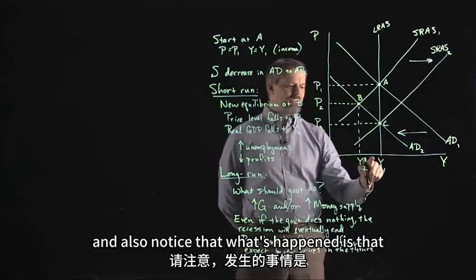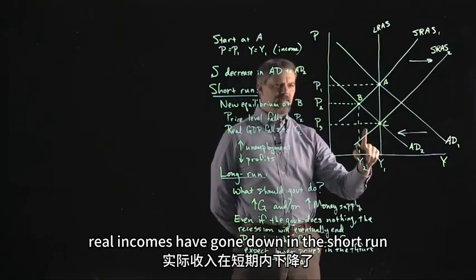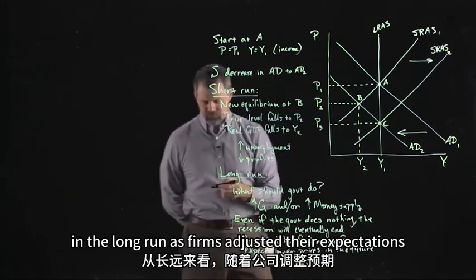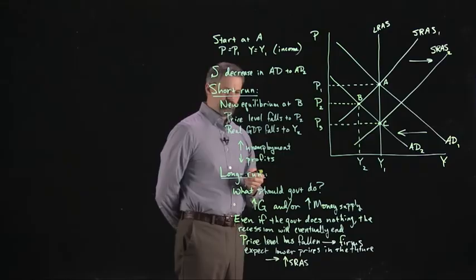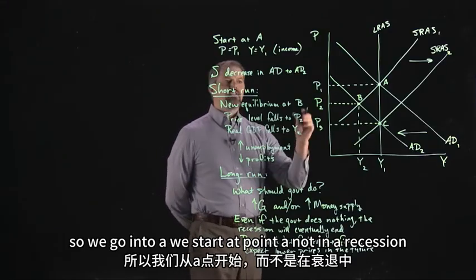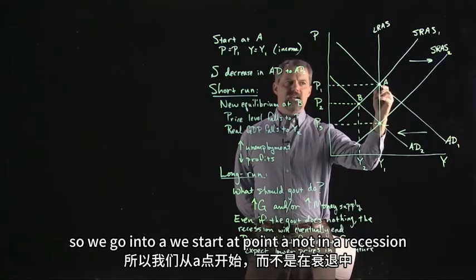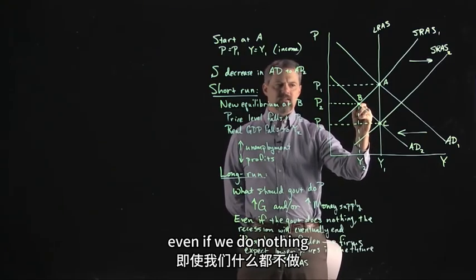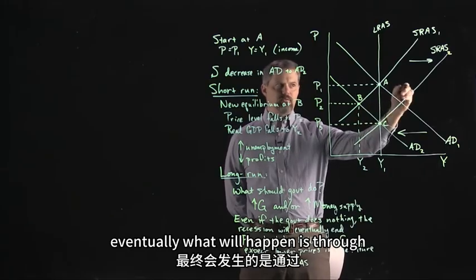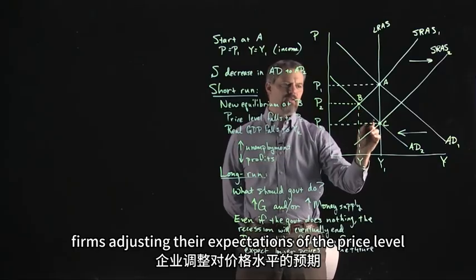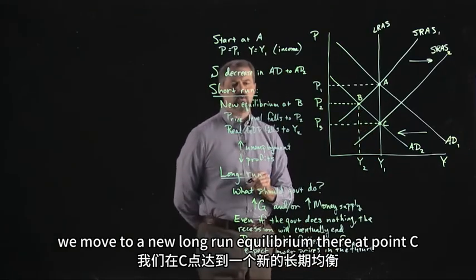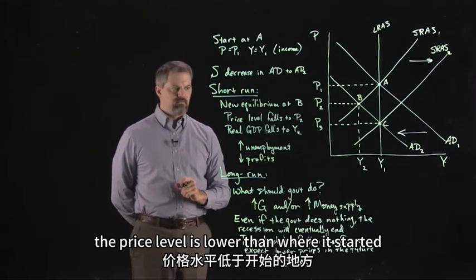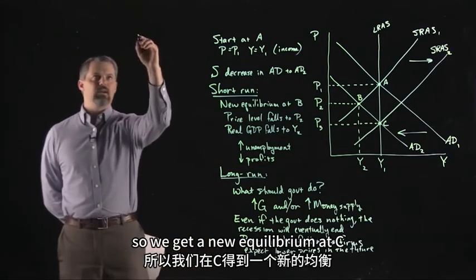And also notice that what's happened is that real incomes have gone down in the short run, but then they went back in the long run as firms adjusted their expectations about the price level. So we start at point A, not in a recession. We move to a recession at point B. Even if we do nothing, eventually what will happen is, through firms adjusting their expectations of the price level, we move to a new long-run equilibrium there at point C. Incomes are back where they started. The price level is lower than where it started.